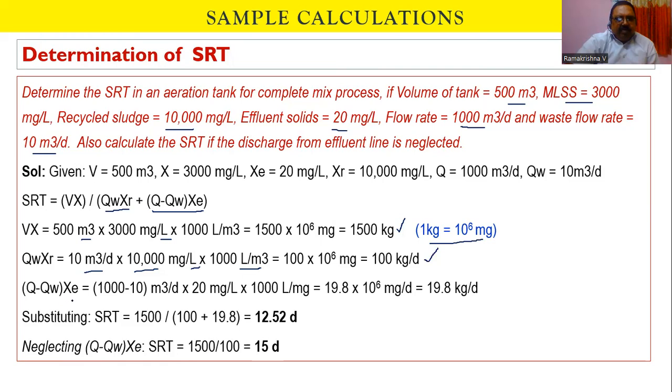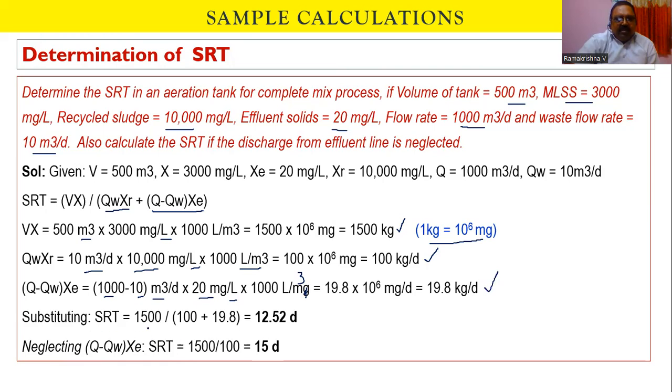Now Q minus QW into Xe. Q is 1000 meter cube per day and QW is 10 meter cube per day, and Xe is 20 milligram per liter. Here also meter cube and liters are coming, so we have to put the 1000 liters per meter cube. So this is equal to 19.8 into 10 to the power of 6 milligrams per day, which is equal to 19.8 kilogram per day.